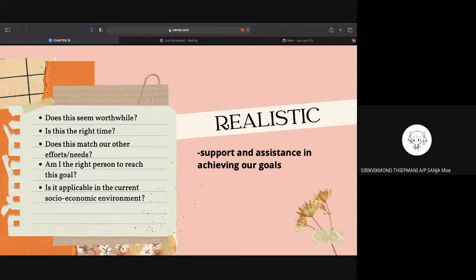A realistic goal can answer yes to these questions. Does this seem worthwhile? Is this the right time? Does this match our other efforts or needs? Am I the right person to reach this goal? Is it applicable in the current socio-economic environment?